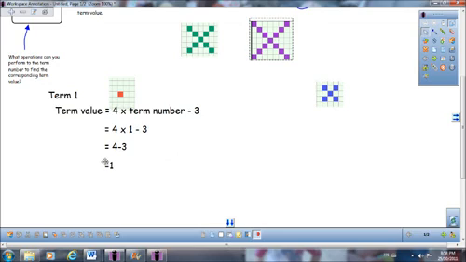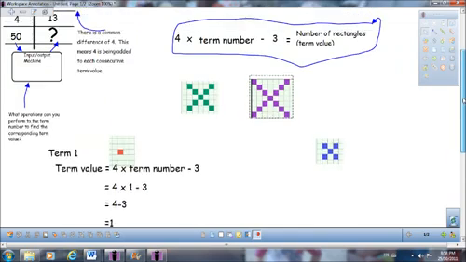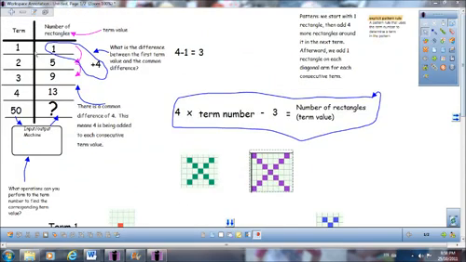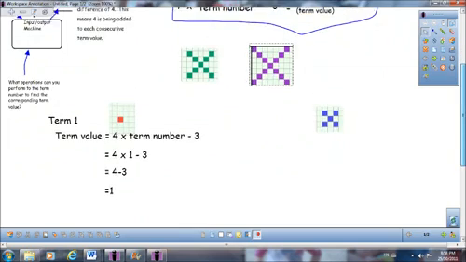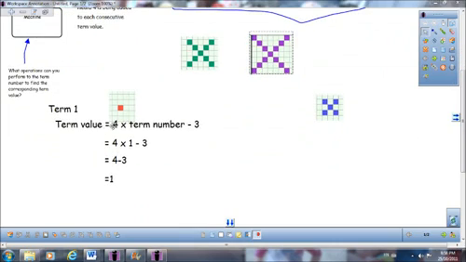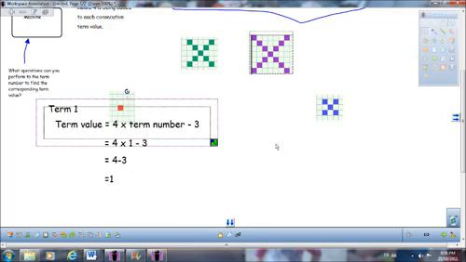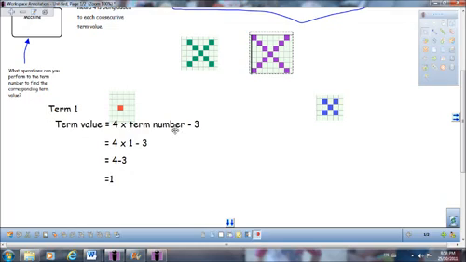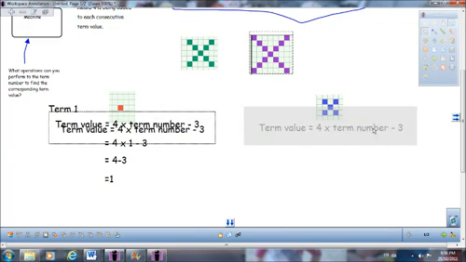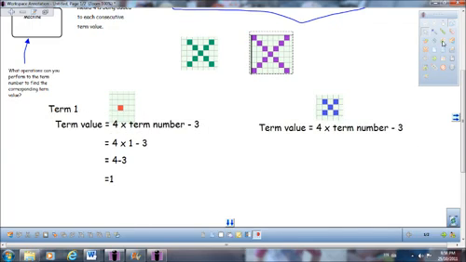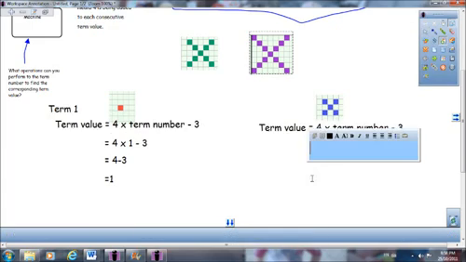Now what does this prove? Well, if we go back up to our table, we said term 1 has 1 rectangle in it. If we look at our proof using our equation, term value equals 4 times the term number minus 3, if we put in the correct term number, we've got the correct value. Let's try it again. So we're going to take the same equation for the second term, and then we're going to test it to see if it works.